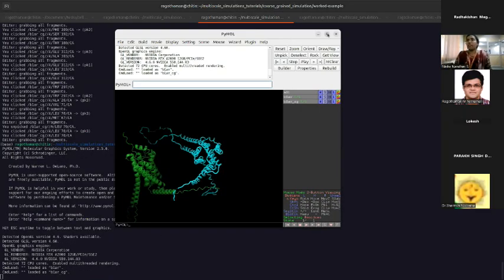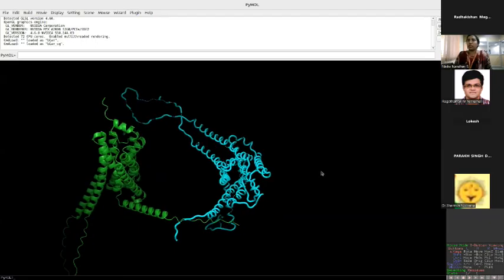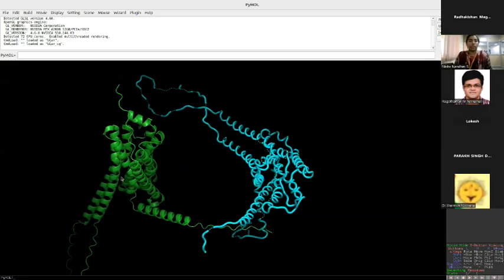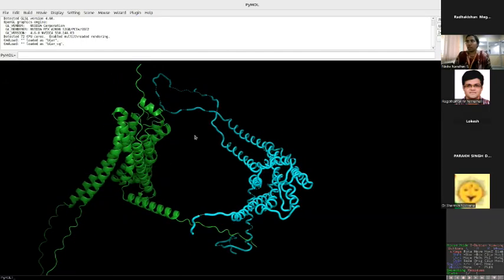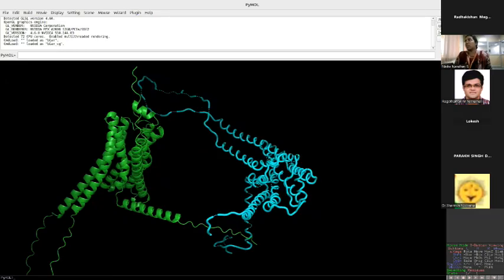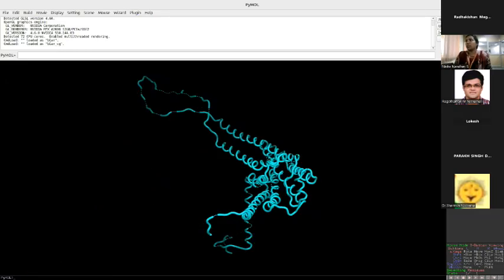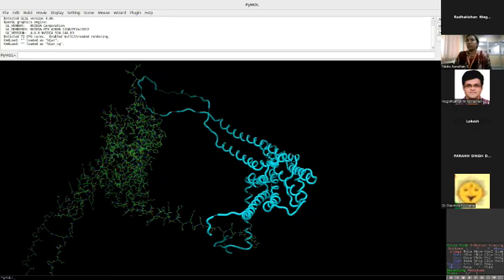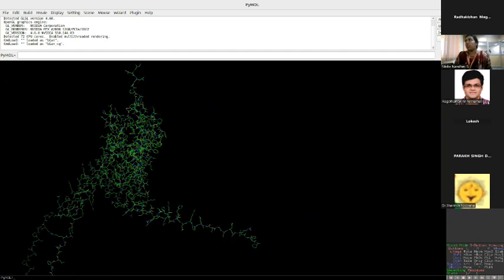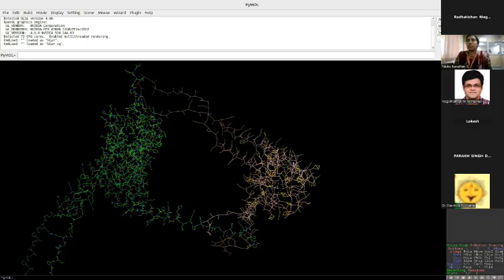So now we have the all-atom as well as the coarse-grain simulation side by side. The one you see on the left is the all-atom simulation, and on your right is the coarse-grain simulation. The difference can be clearly seen when I show you in line format. You can see the density and the complexity of representation in the all-atom simulation, whereas in the case of coarse-grain, the number of representations is greatly reduced.